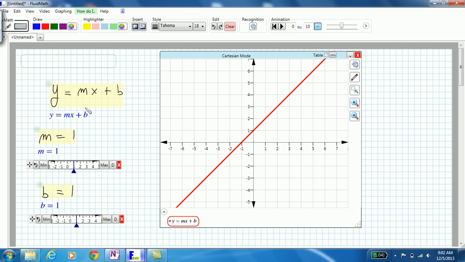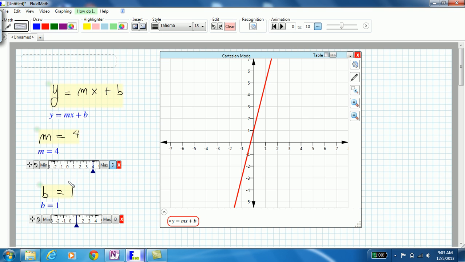Here's the same thing, y equals mx plus b, and I've got it set up so I can play with the slope. If the slope changes and goes up to 4, then from any point on the line, if I go over 1, I'm going to go up 4. 1, 2, 3, 4. Any point on the line, if you go over 1, you go up 4. So this is what the slope is telling us.